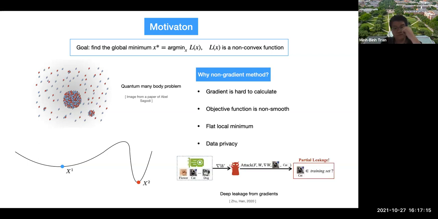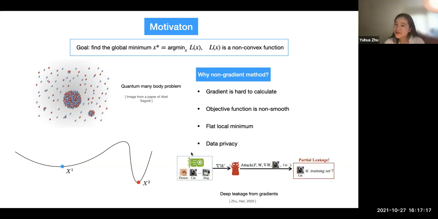There's also the data privacy problem. A paper last year gave some examples showing that when you share your gradient, attackers can use this gradient to trace back to your data. So when you use gradients to update your model, it's possible that you are also sharing your data set. If you use a non-gradient-based method, it's possible to avoid this privacy problem.